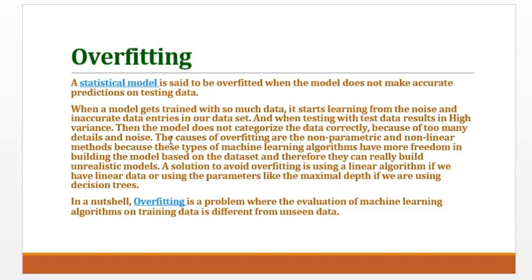Moving on. Now, overfitting. A model is said to be overfitted when the model does not make an accurate prediction on testing data. In this case, the model has so much data that it starts to learn from information that makes it inaccurate, such as noise or the data entries from the data set. While testing the test data, it results in high variance. The model does not categorize the data correctly because of all these excessive details and noise. Basically, overfitting is a problem where the evaluation of a machine learning algorithm differs on unseen data.